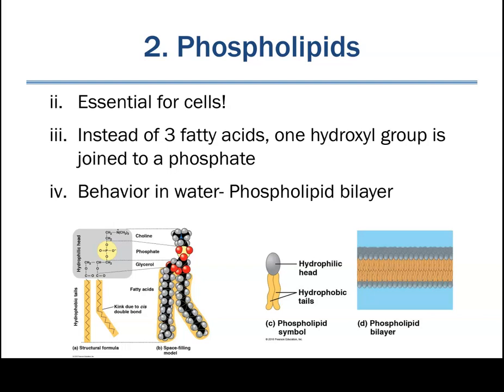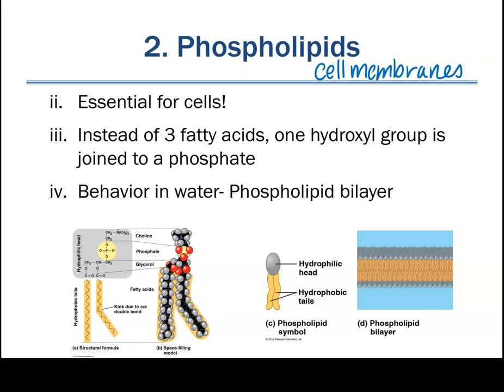So next we have our phospholipids. Phospholipids are really important for our cells. We're going to have basically a whole chapter on our phospholipids, chapter 5, so I'm not going to spend a ton of time on them now. But phospholipids are important because they make up the cell membranes of all of our cells.